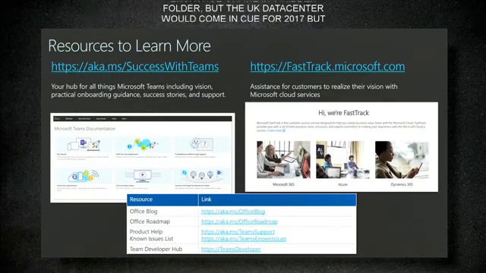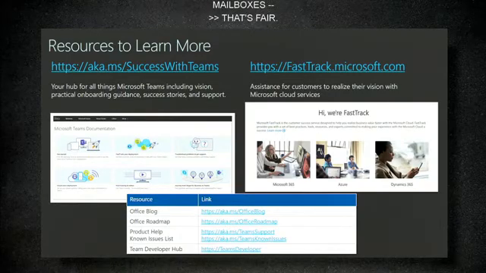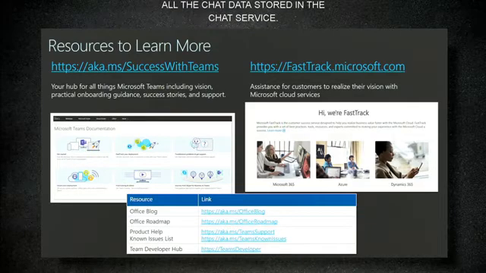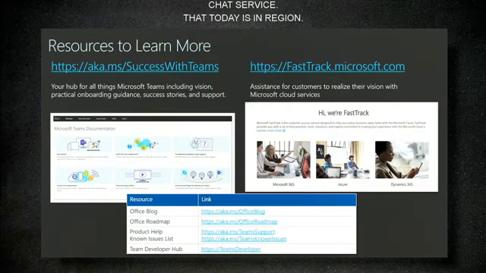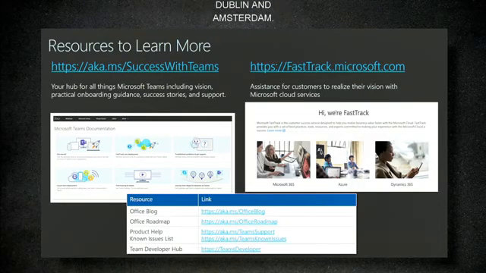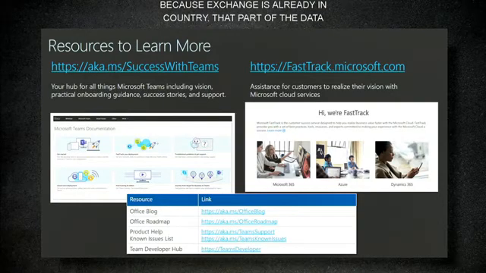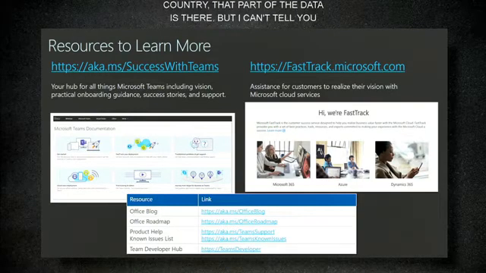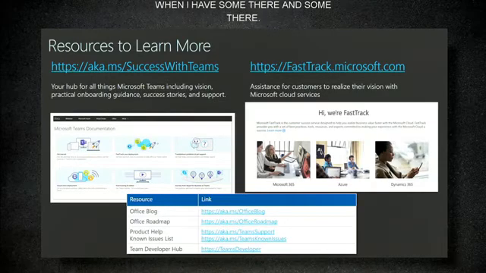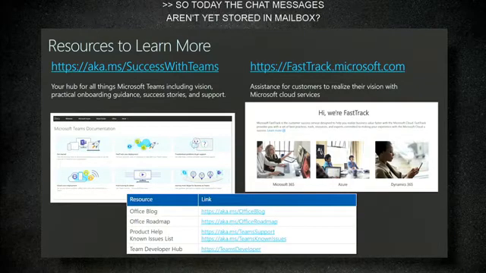Yeah, let me try to keep it simple. First of all, the chat data is stored in the chat service, and that today is in region. So for example, if you're out of the UK, that data is physically stored today in Dublin and Amsterdam. Then when we do publish to the mailbox, to your point, because Exchange is already in country, that part of the data is there, but I can't tell you that I have some data in the country and some there. So today, the chat messages are stored in mailboxes, that's correct, but they're also stored in the chat service, which is not available in country.